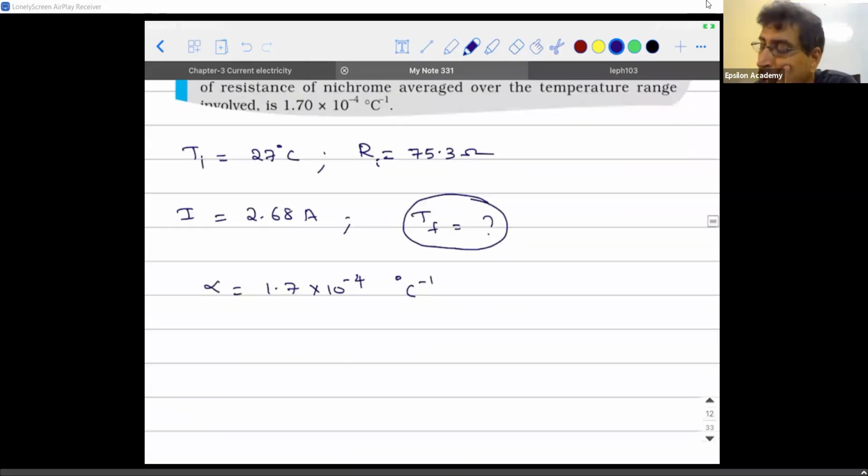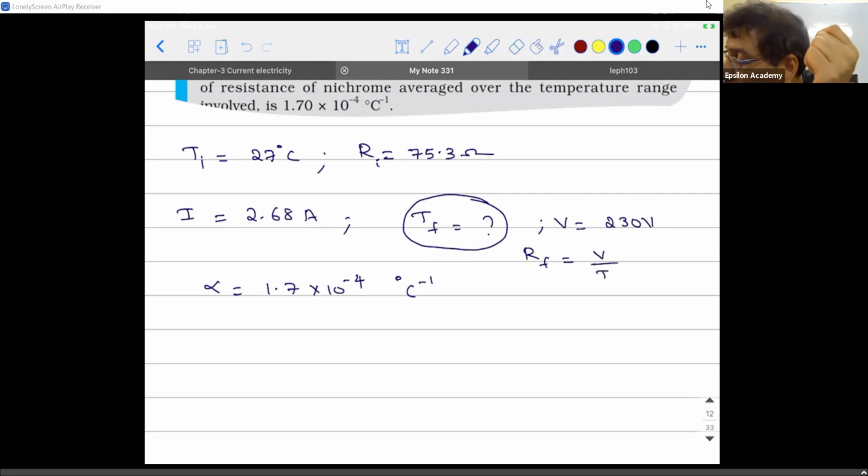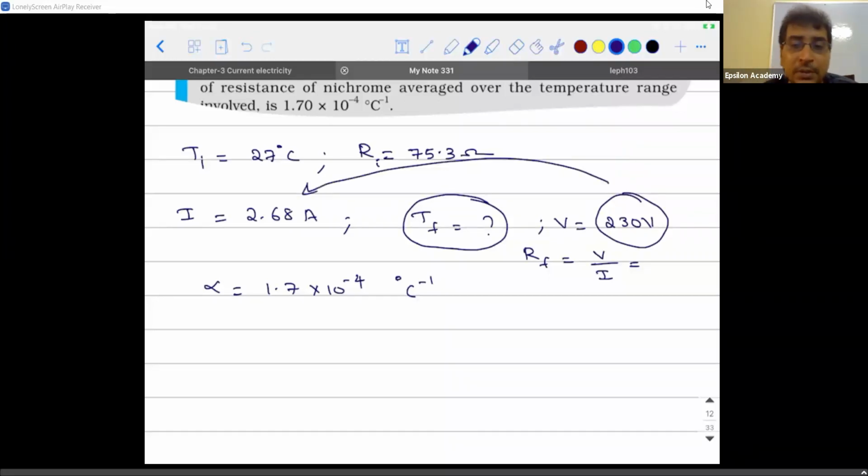Since you don't know, we can find something from the values that are given already. So what do you think is going to be the value of R final? R final is nothing but V divided by I, because after you connect it to this 230 volt, there is a steady state current. Steady state means there is a constant value of current of 2.68 ampere that is flowing. So it is 230 divided by 2.68. This is going to be the value of RF.